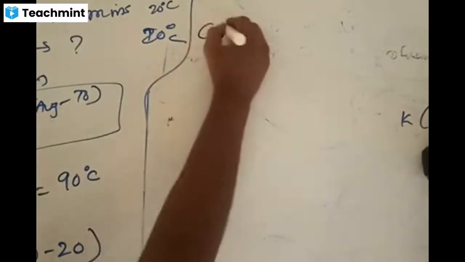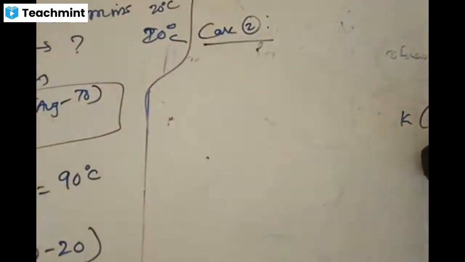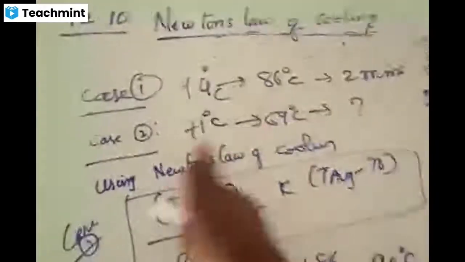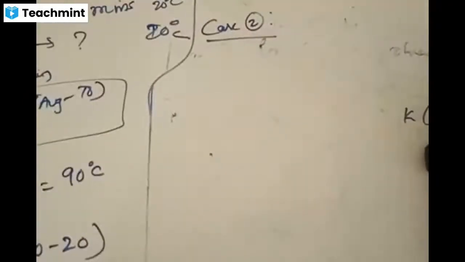Now use this K in case 2. In case 2, what do we need to find? Let us write the given data. Look at what is there in case 2. In case 2, it should go from 71 to 69 in what time, with a room temperature of 20. Now you people try to answer this in case 2.